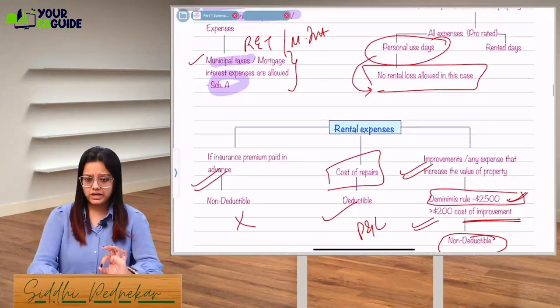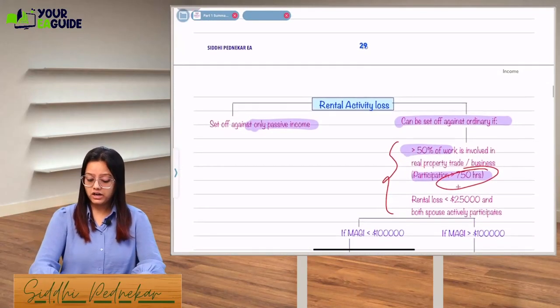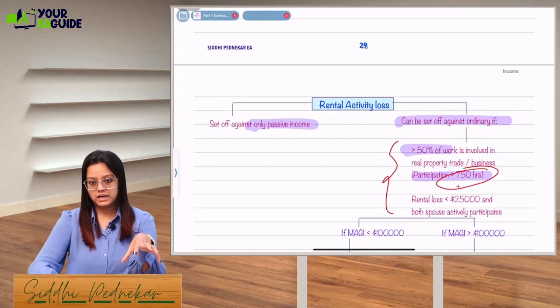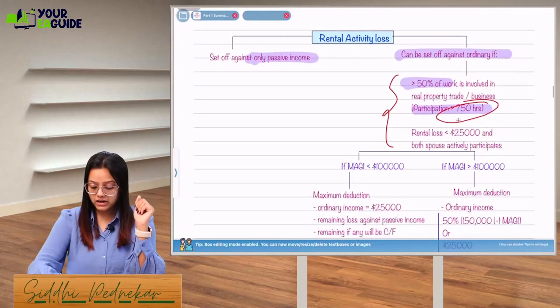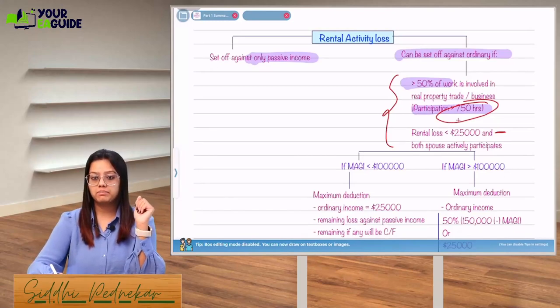Then up to 25,000, they have given the limit. Up to 25,000 only you can deduct as a rental loss from your ordinary income. Okay, so rental loss up to 25,000 can be deducted and both spouses should actively participate.